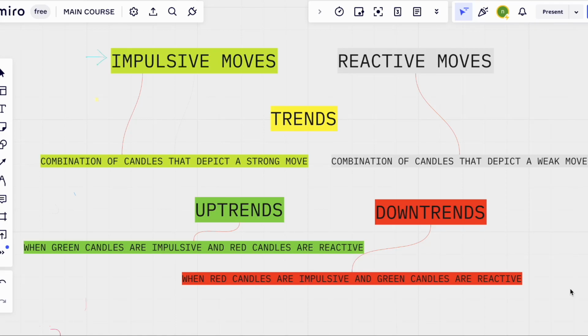Everyone, in this lecture we are going to discuss trends, and mainly we are going to focus on impulsive moves and reactive moves. So what is an impulsive move? When we have a combination of candles that depict a strong move. And what is a reactive move? When we have a combination of candles that depict a weak move.